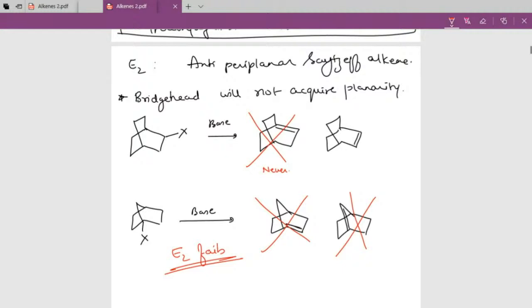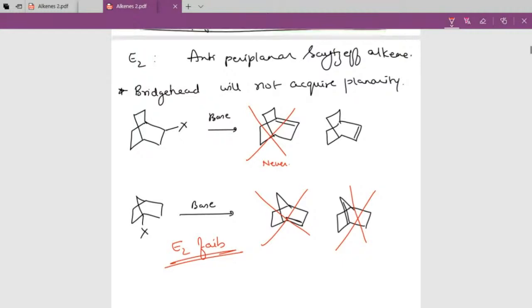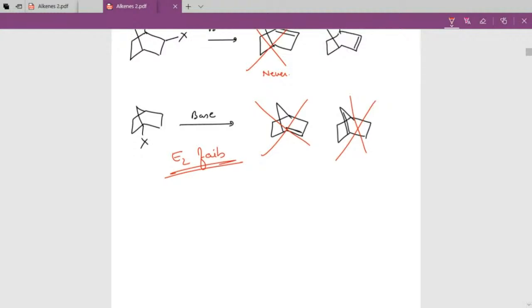Though with the increase in the ring size, there is a possibility that a bridgehead may acquire planarity. Okay, but that depends, that is relatively on much larger rings. I would say that the allowed bridgehead types are somewhat like this type. When you have a big or a large ring, then these things could be possible.